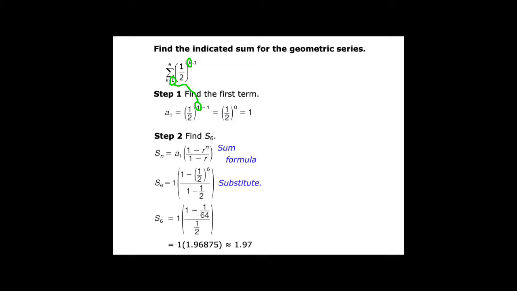Step 2, find s sub 6. So here's your sum formula. And then you'll sub in s sub 6 for your s sub n, your 1 in for your a sub 1, your half in for your r, and your 6 in for your n. And then you'll work that out, and you should get approximately 1.97.